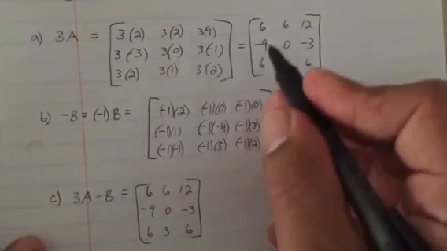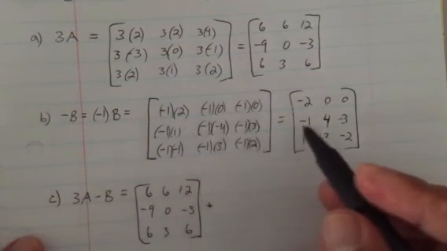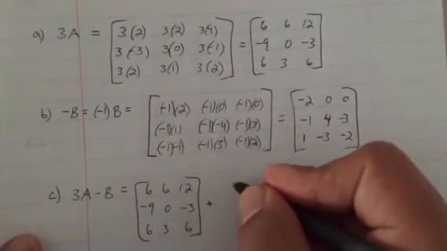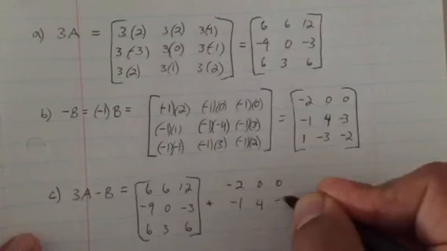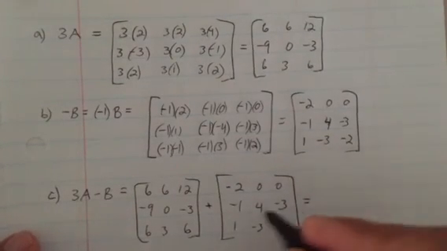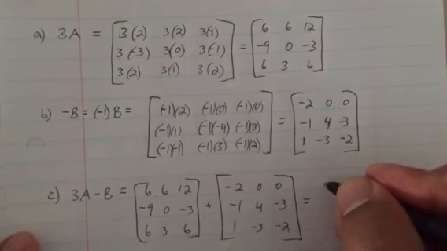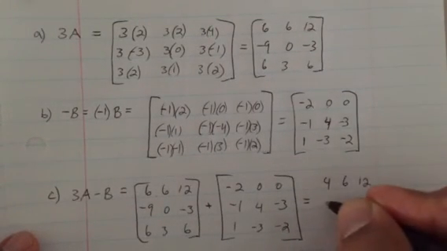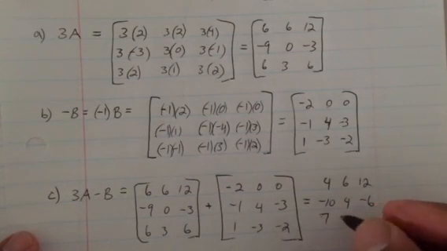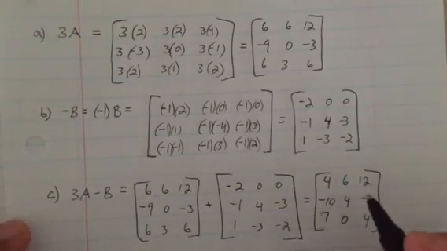So notice that what I wrote right here is what we got for multiplying 3 times A. And now since I'm going to add, since I already negated matrix B, then this is the matrix B times -1, so I can just add this to this one and it'd be the same thing as 3A minus B. So I'm going to have -2, 0, 0, -1, 4, -3, 1, -3, -2. And then we just add those two together. So we're going to add each entry that corresponds to the other matrix's entry. So we're going to get 4, 6, 12, -10, 4, -6, and then 7, 0, and 4. And that's what we get when we get a resulting matrix.